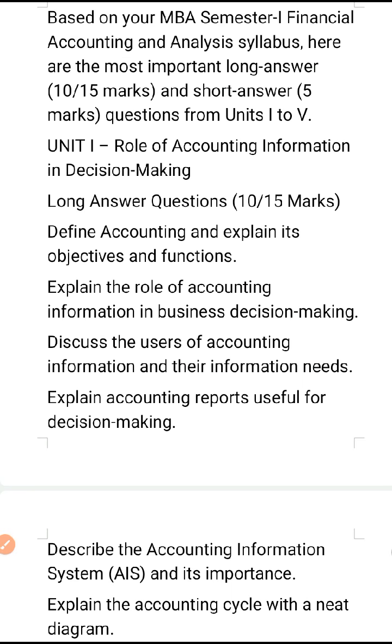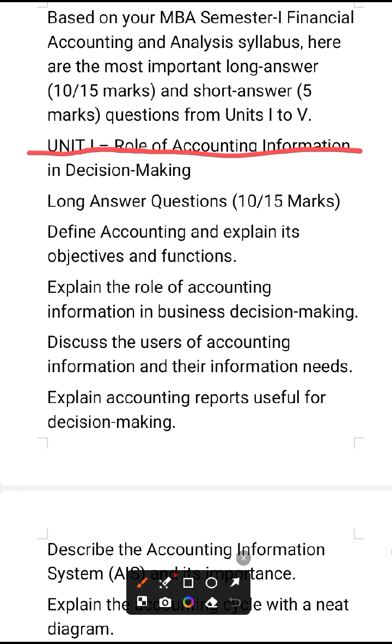Dear students, now we are going to discuss unit-wise important, most repeated questions in the exam of financial accounting analysis. Am I clear? Role of accounting information in decision making. This is from Unit 1. I have already uploaded the Unit 1 explanation part. Please check it once. If you listen and then see the questions, you can correlate them to each other and get the answers soon.